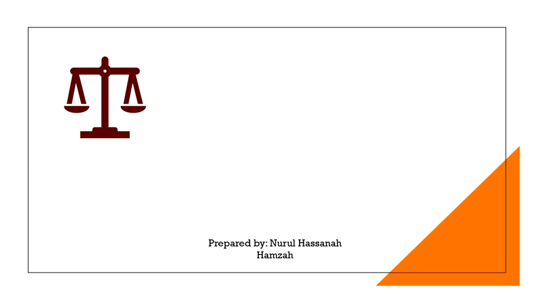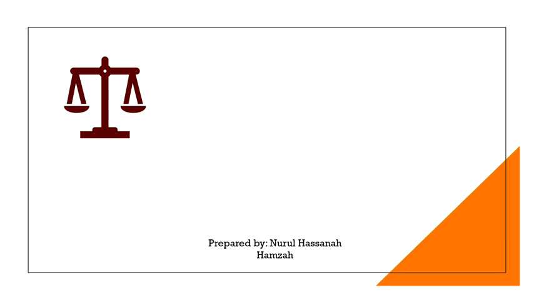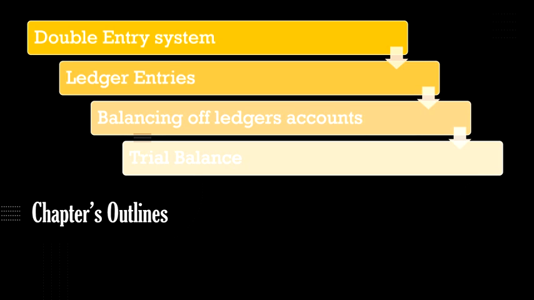So today we're going to learn a new topic, that is chapter 4. It is the principle of double entry and trial balance. Okay, chapter 4, principle of double entry and trial balance. So what will we learn in this chapter? There are 4 subtopics here.